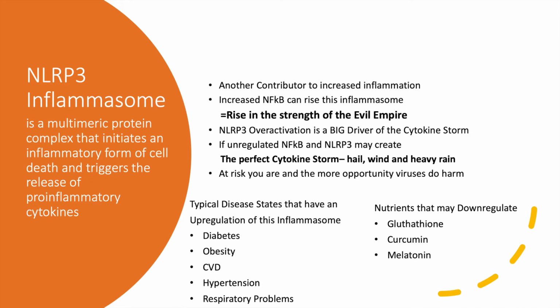If unregulated, NfkB and NLRP3 may create what you would think of as the perfect cytokine storm: excessive hail, wind, and heavy rain. If you have predisposed risk factors, there's more opportunity for these viruses to do harm. So there seems to be some consistency with many of the disease states that we've already talked about in the previous slides. The same ones apply here: diabetes, obesity, cardiovascular disease, hypertension, and respiratory problems. Some nutrients that may downregulate: glutathione, curcumin, and melatonin.